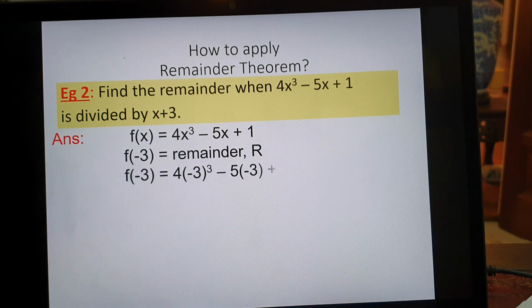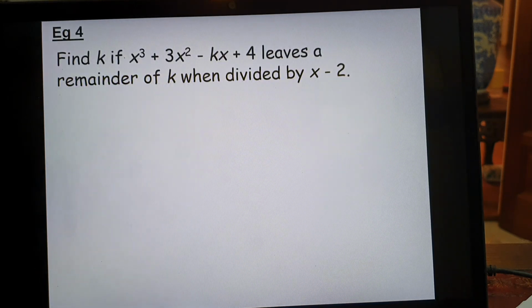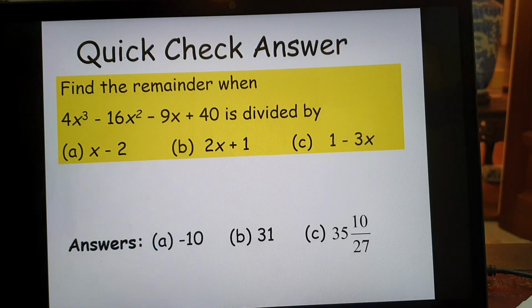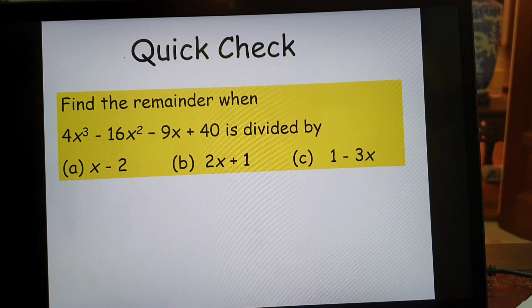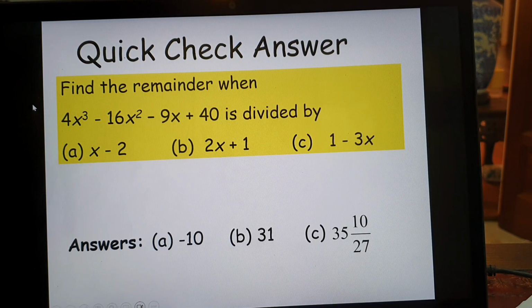Now we are going to do the quick check. You can go and do your quick check if you want. When divided by this, when divided by this, when divided by this, and these are the answers.